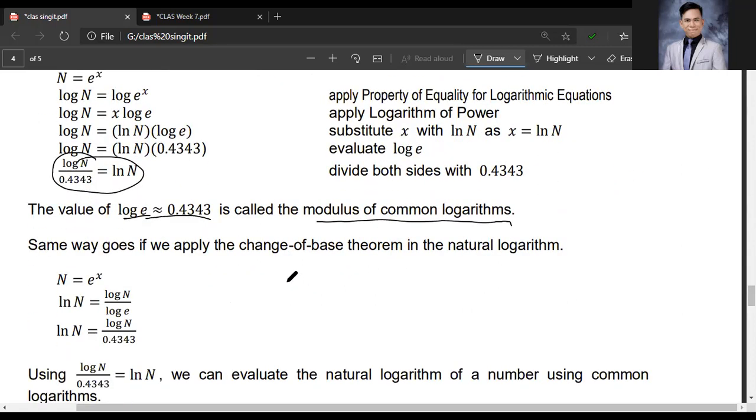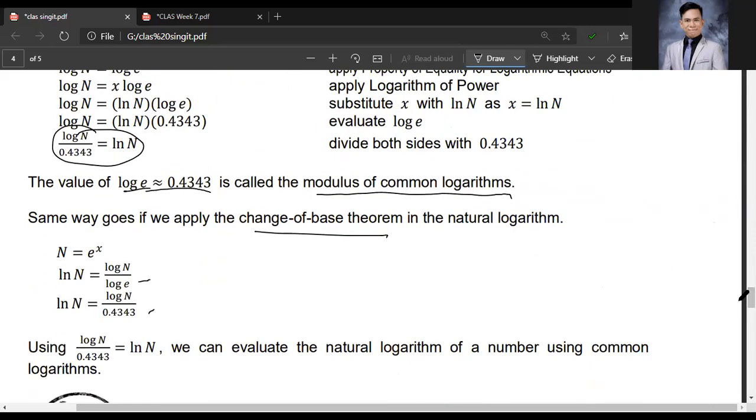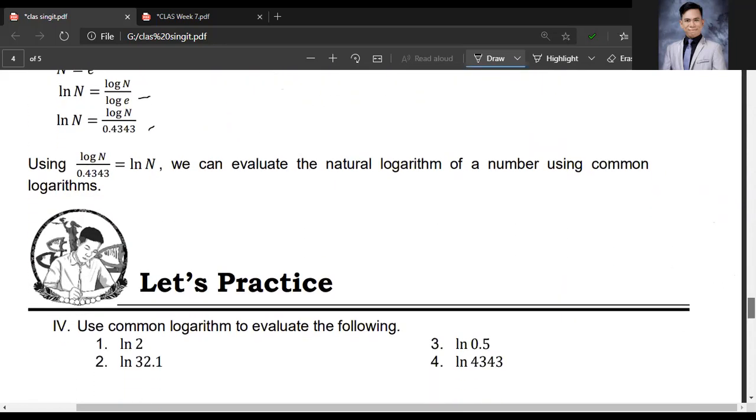Okay? Pwede na natin gamitin yung change of base theorem to arrive with that. So ln of n is equal to log n over log e. Ano ang log e? I-type sa calculator ninyo. The value of log e is equal to 0.4343. Kaya ln n is equal to log n over 0.4343. Using log n over 0.4343 equals ln n, we can evaluate the natural logarithm of the number using common logarithms.